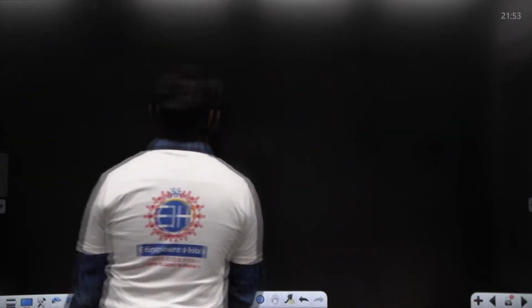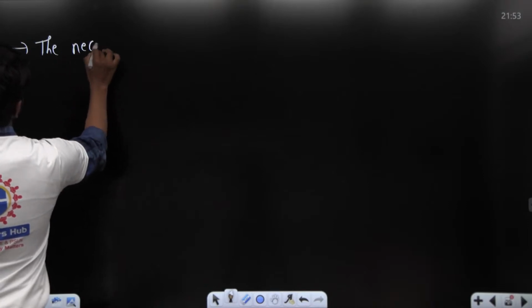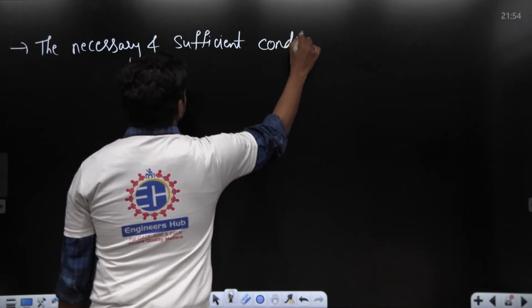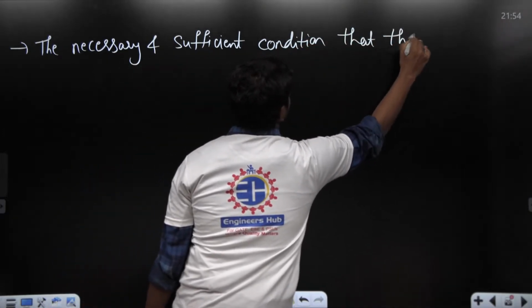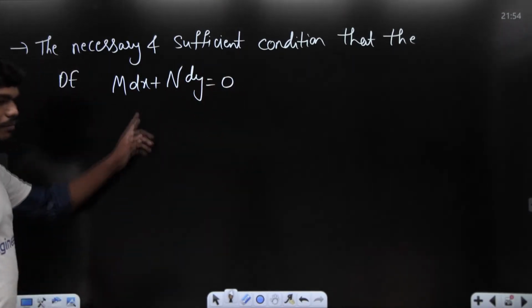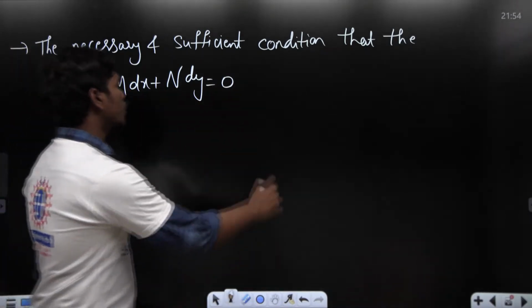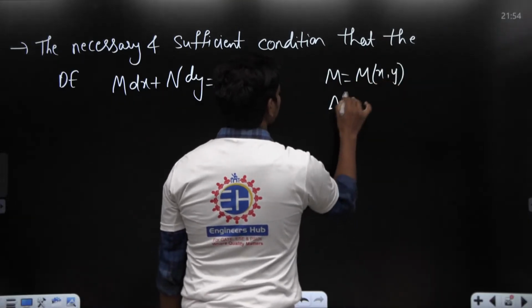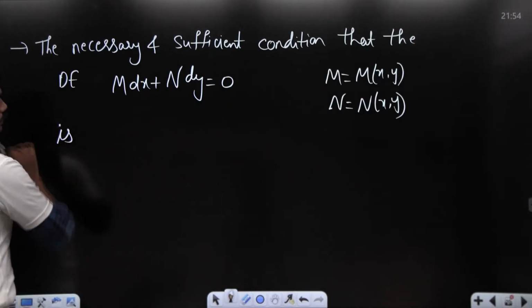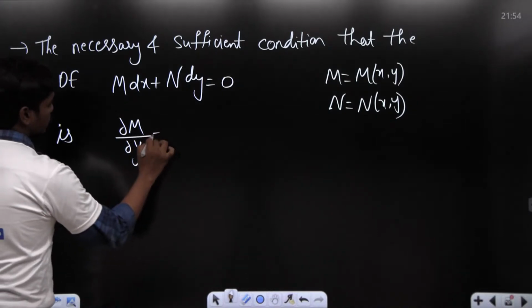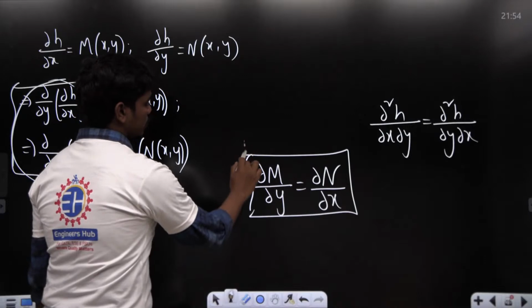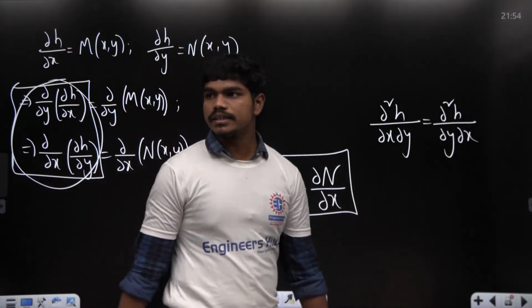If I can write this, I can tell you one condition, the necessary and sufficient condition that the differential equation m dx plus n dy is equal to 0, where of course m is a function of x comma y and n is also some other function of x comma y, is exact. For this to be an exact differential equation, the necessary condition is: can I write dou m by dou y is equal to dou n by dou x? Yes or no? Please tell me, which we have got just now here. Correct?